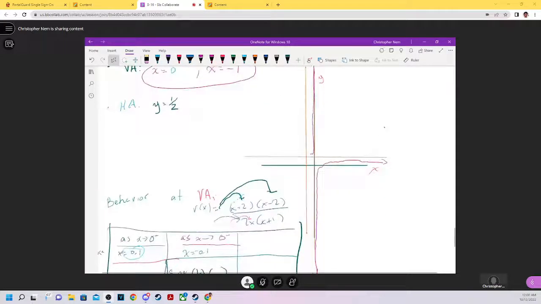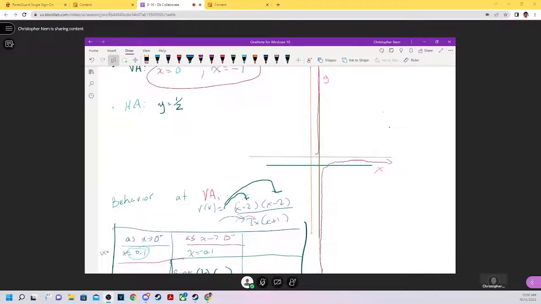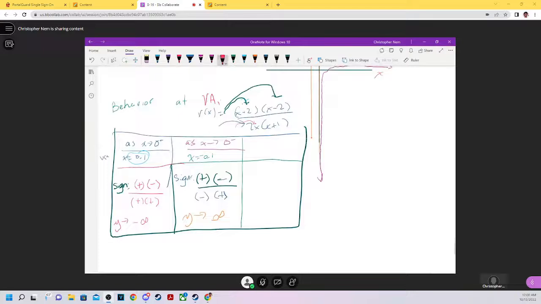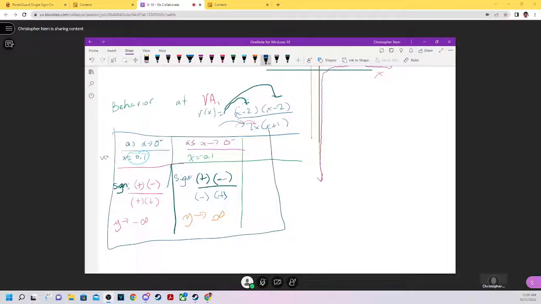Hard to see that, but that's the idea. Now that's one vertical asymptote down. Now we have another vertical asymptote. We have to look as, and I'm going to erase this piece right here because we don't have enough space. So that's 1, which is great.